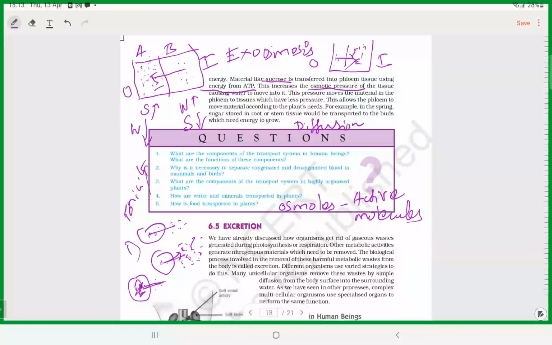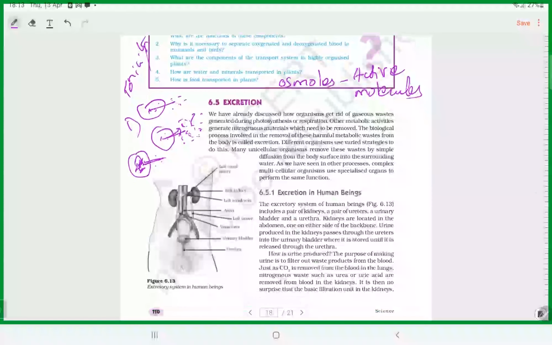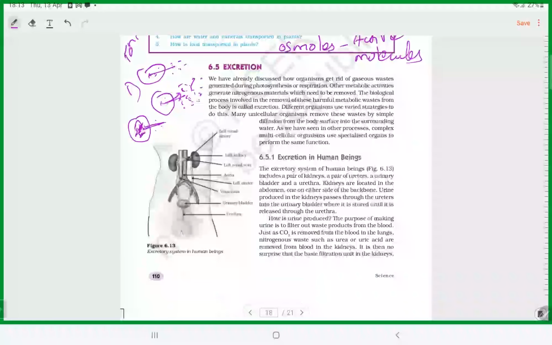So, shall we continue? The next process, the last process of life processes: excretion. As of now, we have discussed nutrition, respiration and transportation in plants and animals, especially human beings. Now, excretion in human beings and plants. What are the excretory organs we have? How does excretion occur? What is excretion? Removal of waste from the body.